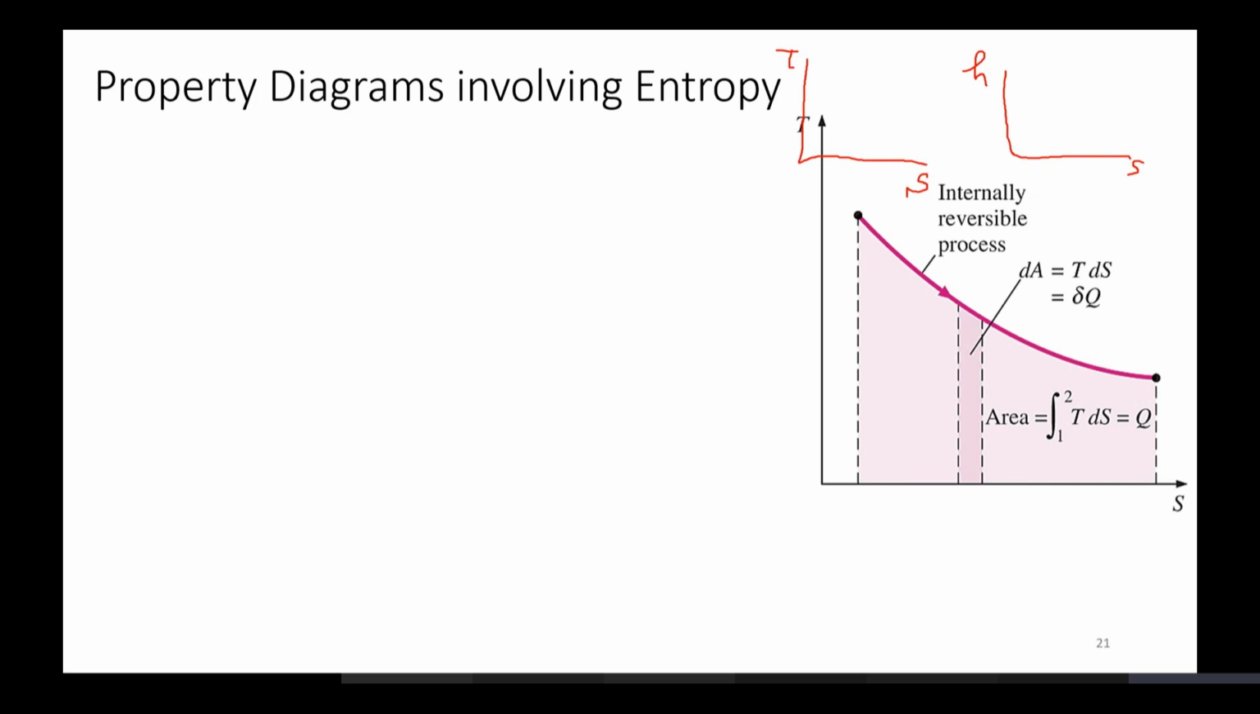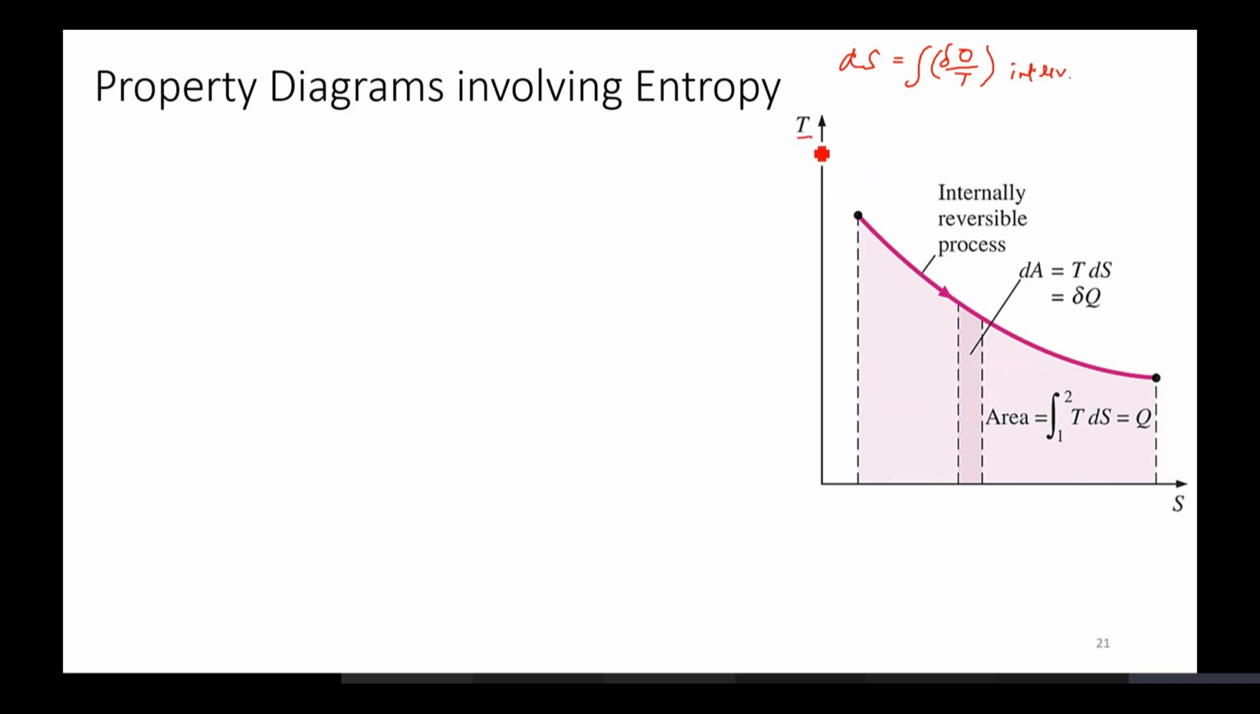Another important thing involving property diagrams for entropy: you'll frequently encounter the temperature-entropy and enthalpy-entropy diagrams. These would be frequently encountered in different components when you're dealing with entropy. With regards to the temperature-entropy diagram, we know that ds is essentially the integral of δq over T, obviously for an internally reversible process.